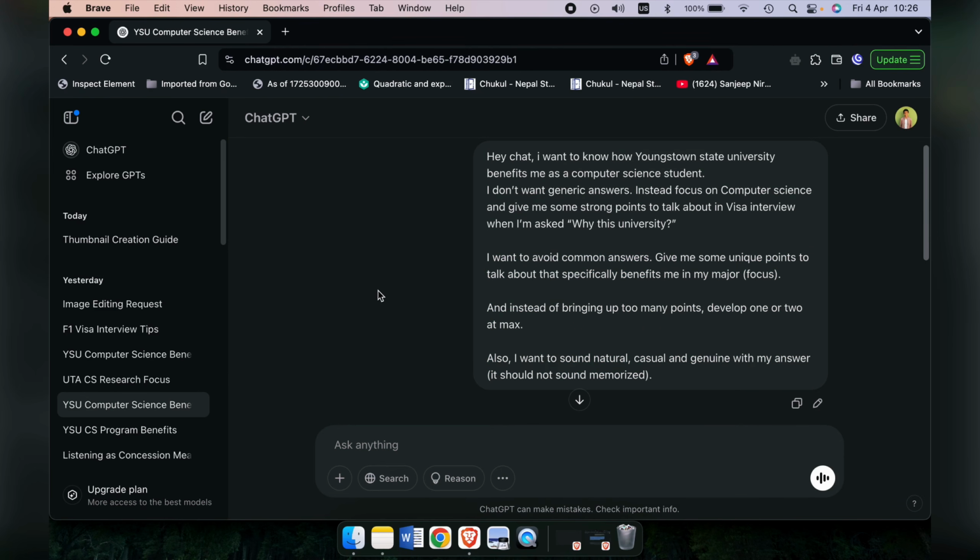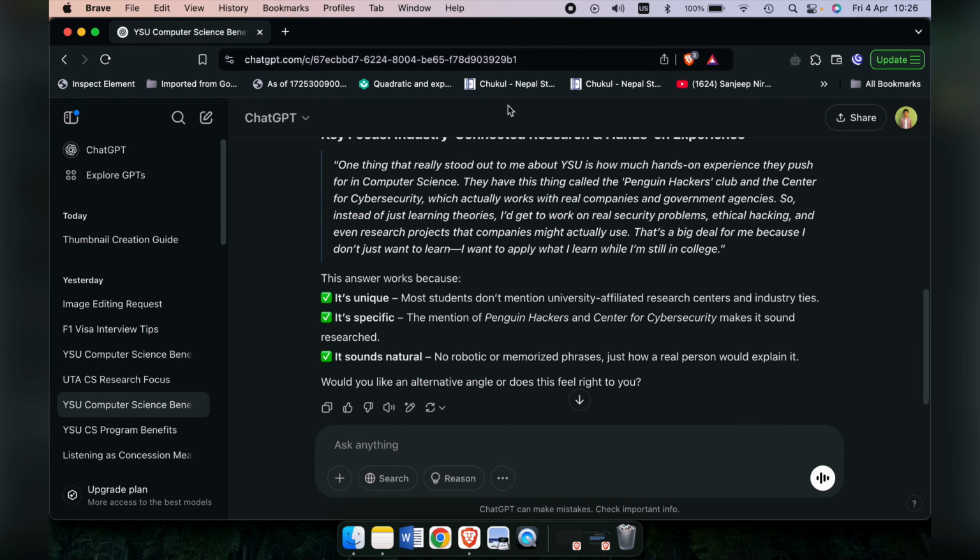So we have made our answer for this question, but that's not all. Visa officer will most probably ask you further questions based on this answer. Like he might ask you more about this Penguin Hackers Club or this term ethical hacking or even something that you had not expected. So for tackling those cross questions, we can give this command to ChatGPT.